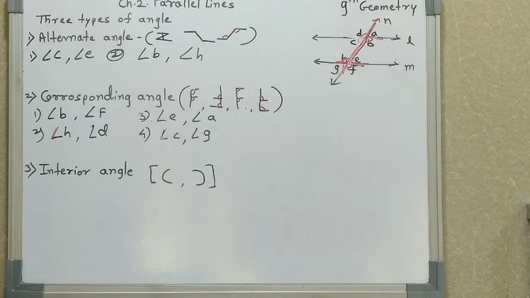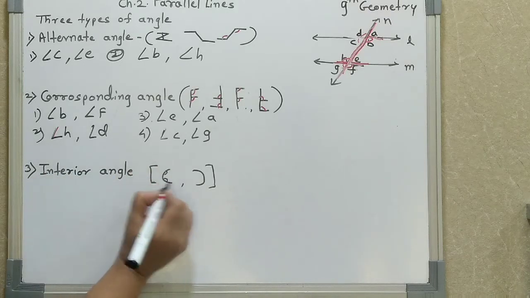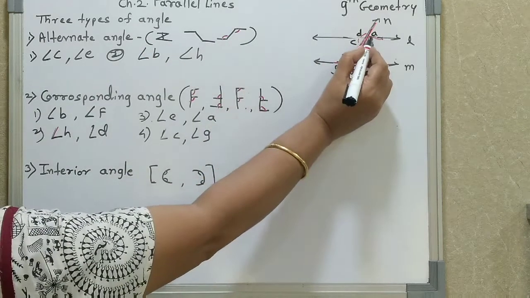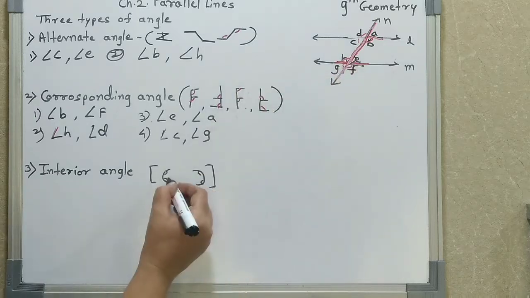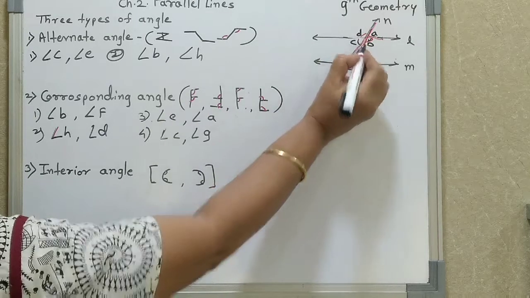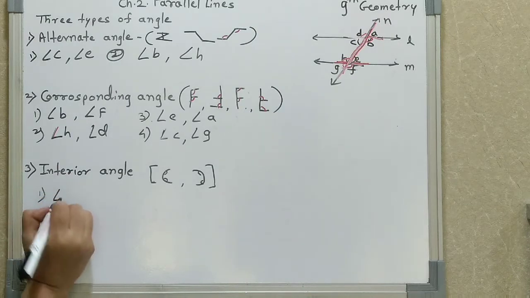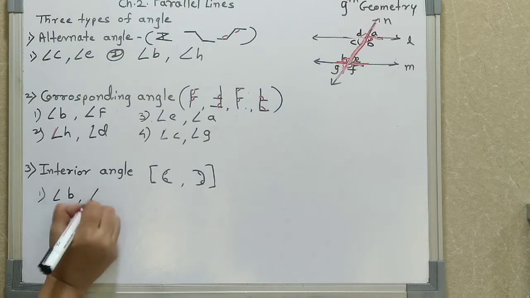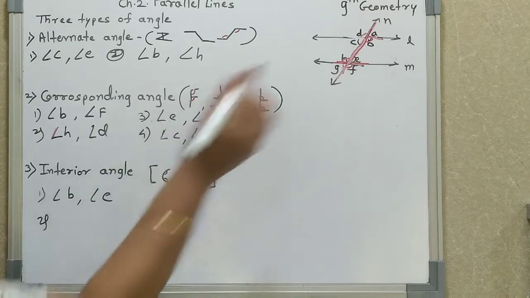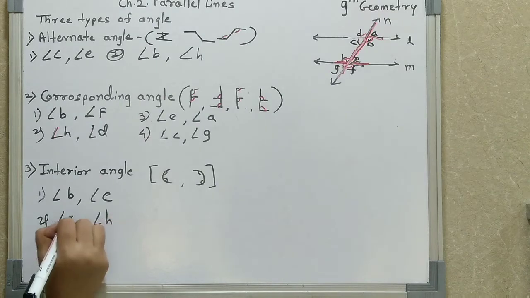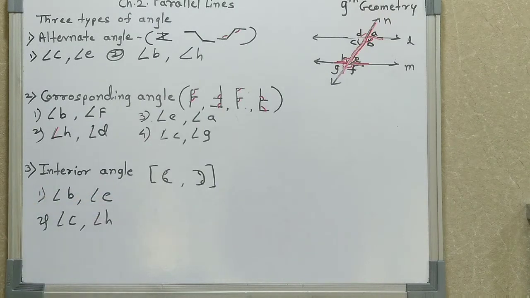Now the third one, that is the interior angle. Interior angle is a C-shape angle. This angle and this, here this and this. See in this diagram, here angle B and angle E. And this type of angle, here C and H. So I write here first one, that is angle B and angle E, and second pair angle C and angle H. So these are the pairs of interior angles. So these are the three types of angles.